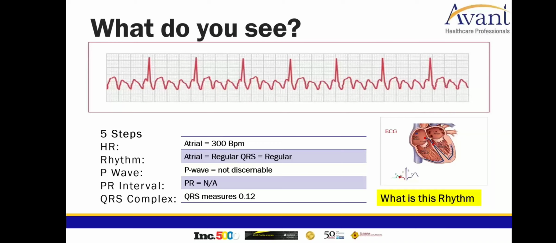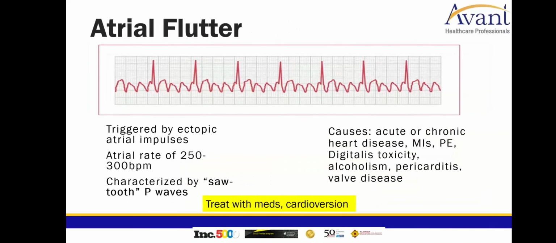It's really hard to determine which is the P, so it's hard to measure the PR interval. The QRS measures 0.12, so that's normal. So again, what's happening here is we know that this impulse is coming from above the ventricles because our QRS is normal. So what we're going to do is call this rhythm, you guessed it, atrial flutter. Look at the flutter waves.